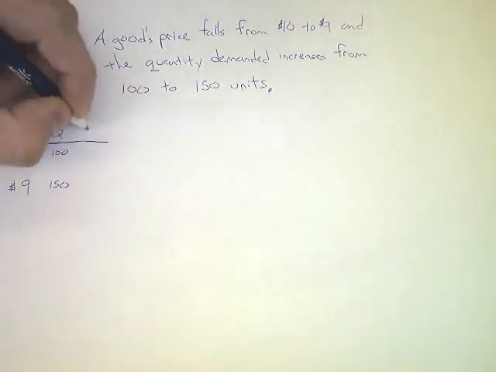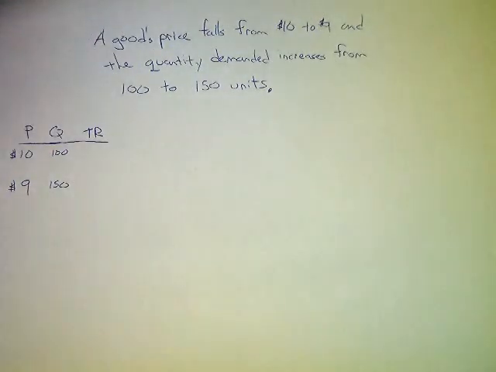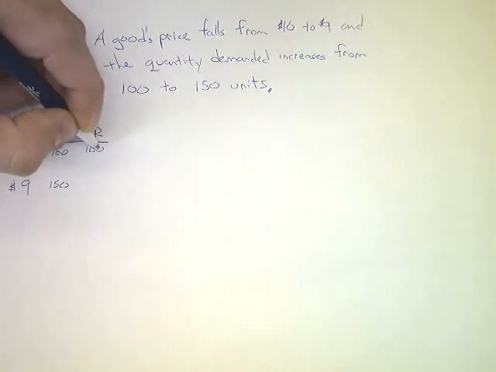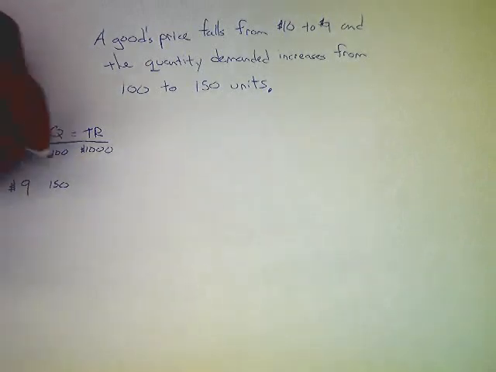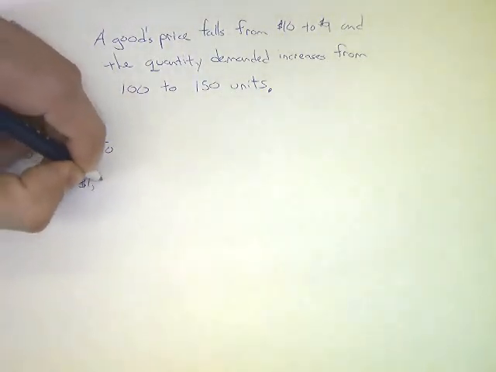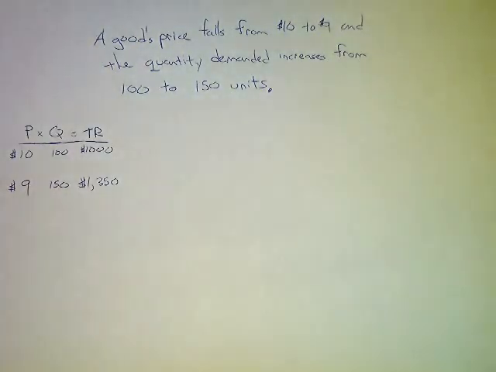The next thing that we're going to do is calculate the total revenue. Remember from a previous video or class that the total revenue is just equal to price times the quantity. So at a price of $10 selling 100 units, our total revenue is $1,000. If we drop the price to $9 and we sell 150 units, our total revenue is going to be $1,350.